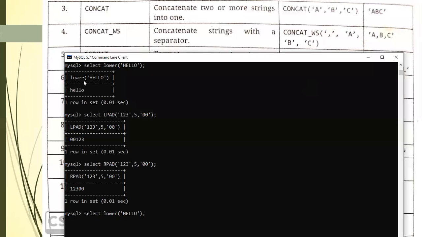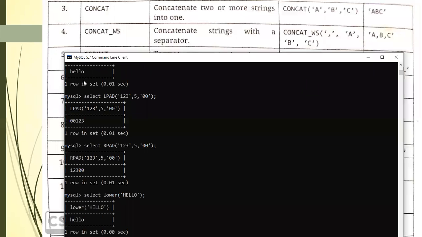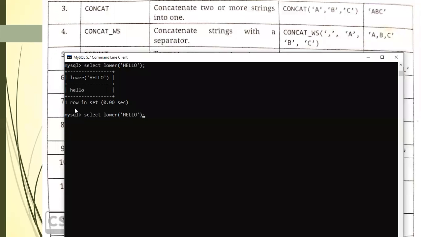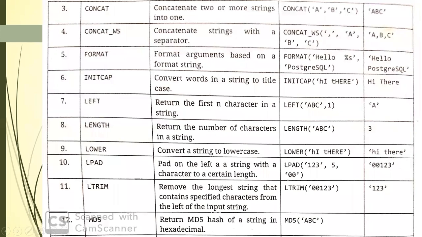We pass the lowercase characters here. The upper function is there, and here we can pass the word hello in lowercase, and this will be converted into uppercase. Okay, this is the upper function. It converts lowercase characters into uppercase characters. These are the different types of functions we can use in the SQL language.